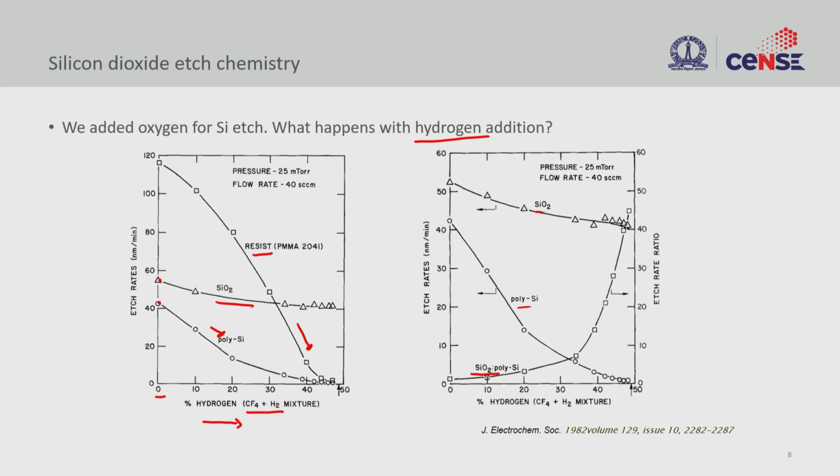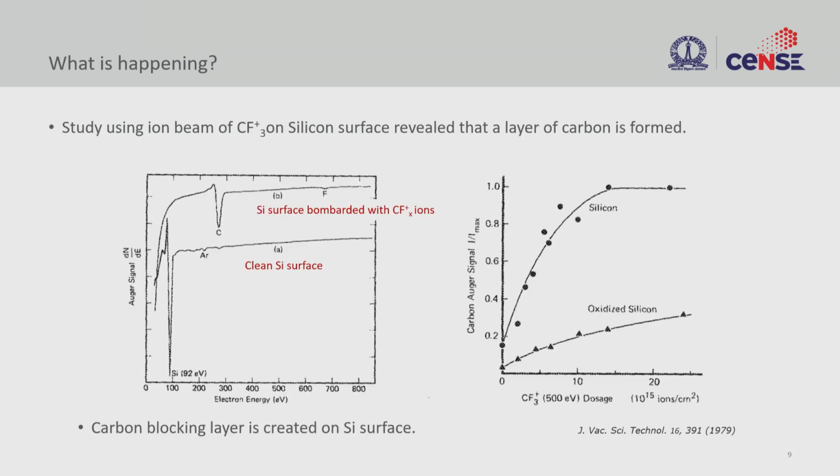So adding any kind of additive inert gas can also help you in achieving selectivity. So let's look at what is actually happening, right? So we did Auger spectroscopy. This was again to understand whatever happened in this experiment long time ago. People are trying to understand what is the driving mechanism through which we are getting this selectivity.